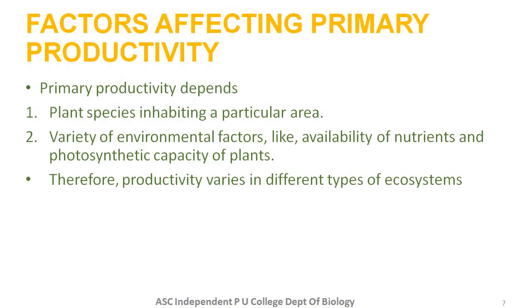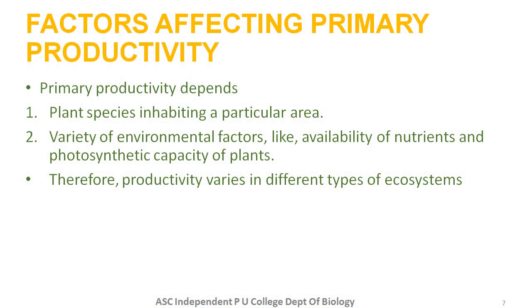There are various factors that affect primary productivity. Primary productivity refers to the amount of organic matter, or the amount of biomass, produced per unit area per unit time by plants, right? So one of the factors is the plant species, and I have already told you that the productivity will differ from ecosystem to ecosystem. So what are those factors which affect primary productivity? Primary productivity depends on the plant species inhabiting a particular area.